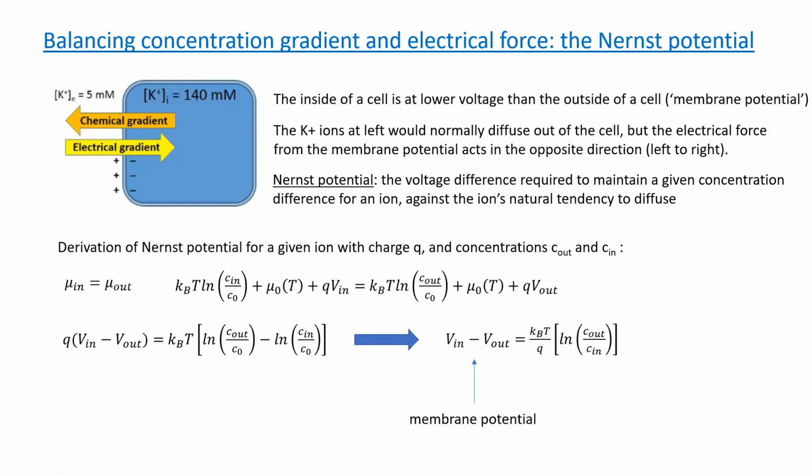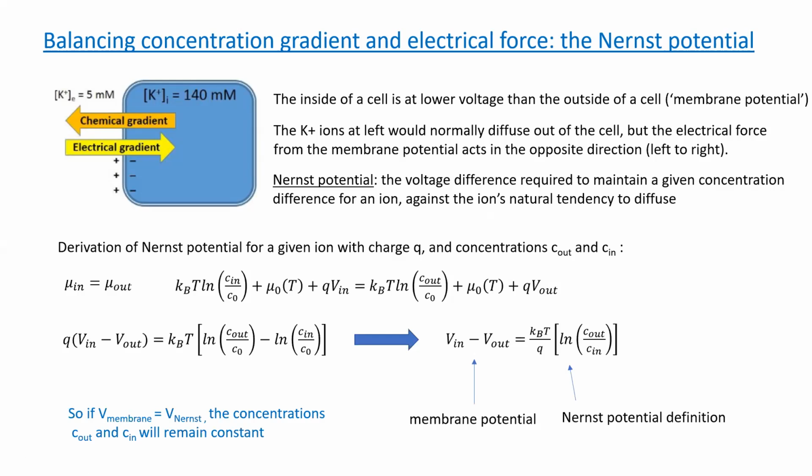Again, this is the membrane potential, which is typically a negative value in the cells in our bodies and in animals. And this is the definition of the Nernst potential, kBT over Q times the log of C out over C in. So if we reverse this chain of reasoning, if the membrane potential is equal to the Nernst potential for a given ion, then the concentrations C out and C in will remain constant.